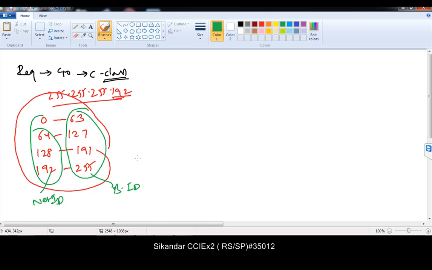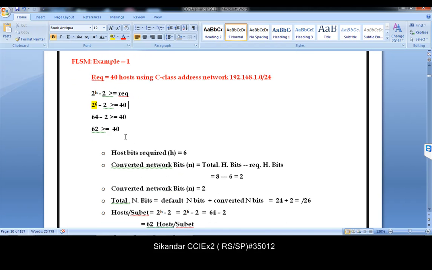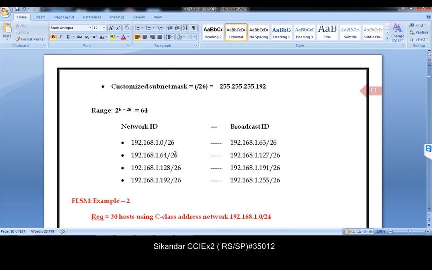Similarly, just now we did one example with a 12 host requirement. So probably any example, it's the same thing. This is what we did yesterday in the previous class. We got the range with a /26 subnet mask, nothing but the total network bits.